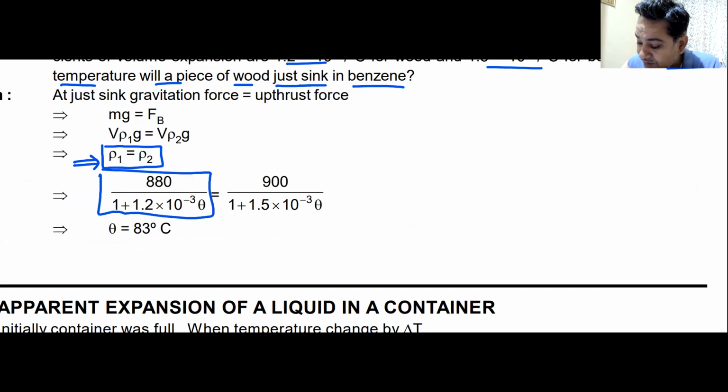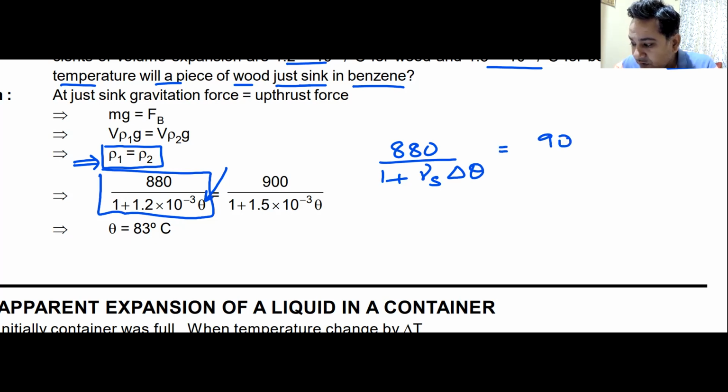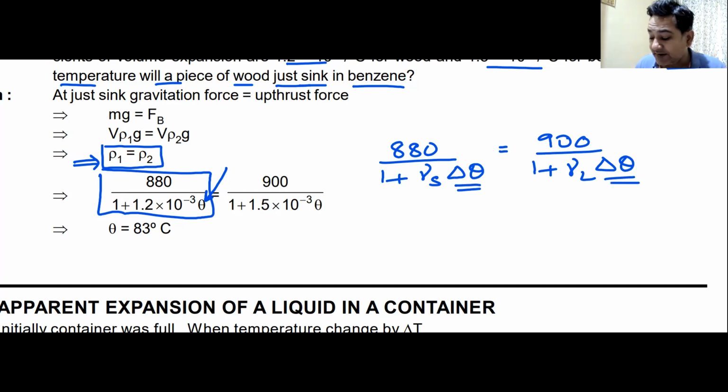If I raise the temperature by delta theta, then 880, which is the original density, divided by 1 plus gamma s into delta theta, will be equal to 900 divided by 1 plus gamma L into delta theta. From here, you can find the value of delta theta. Am I clear? I'll give you a minute to note this down.